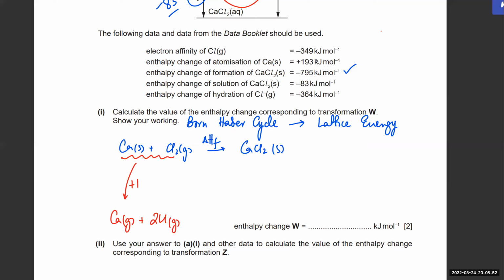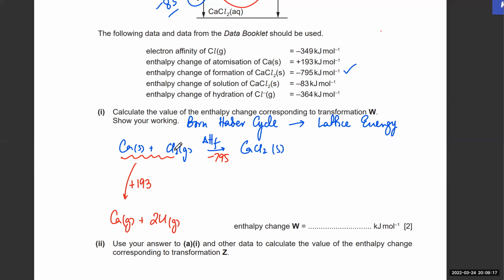So this value is provided, it's given over here, it's 193. Enthalpy of formation is given as well, that's minus 795. So this value is also given. Now this one is not just the enthalpy of atomization of calcium, it's also the atomization of Cl. And they did not give us the atomization of Cl. So how do you find the atomization of Cl?